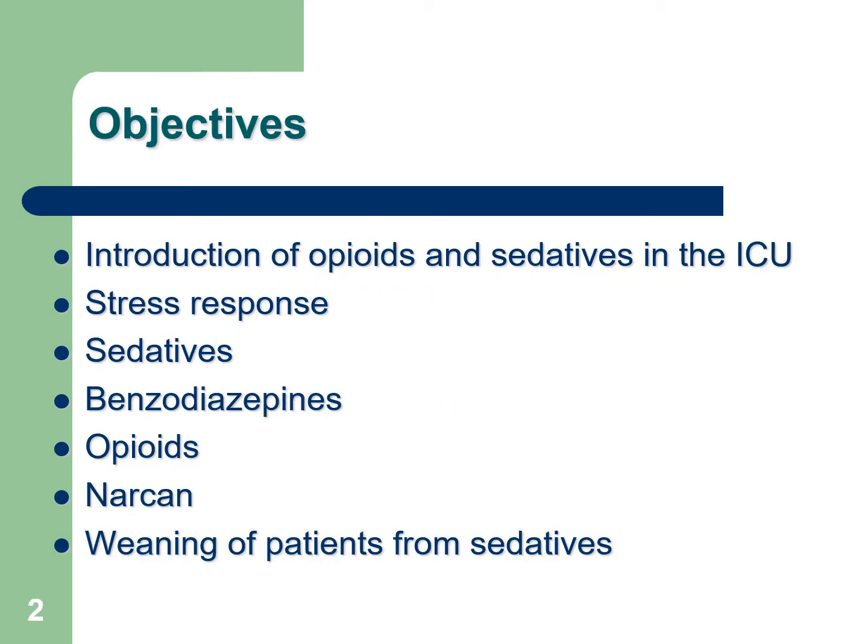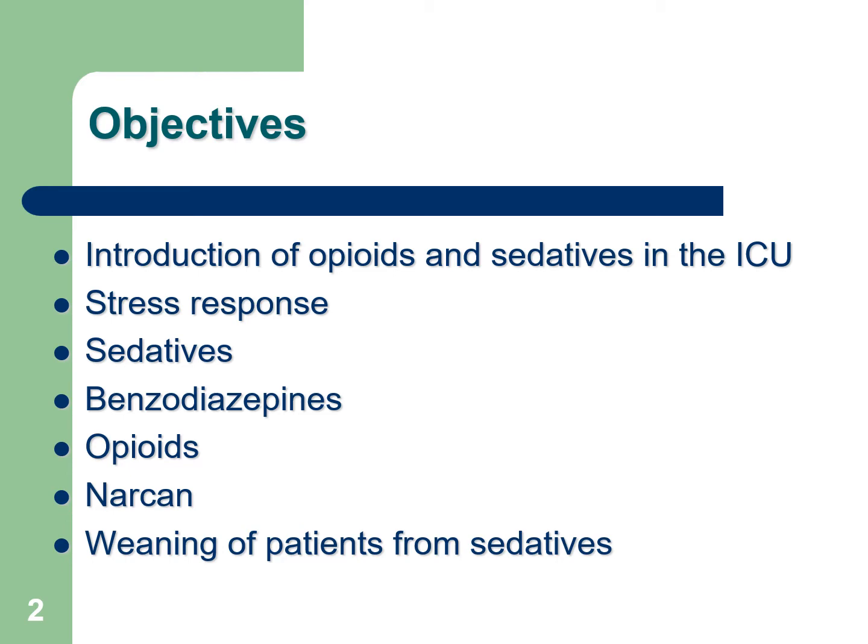The objectives of today's presentation are as follows. We're going to introduce opioids and sedatives in the ICU and speak about the different types. I'm going to talk about the stress response. We all have the stress response in life, and we certainly have it in the ICU, and it has a negative impact on you. We're going to list the different sedatives that are commonly used, which the major class happens to be benzodiazepines. We're going to speak about opioids.